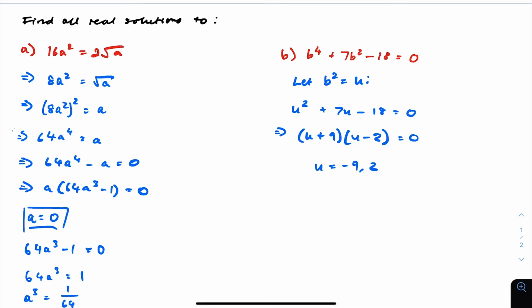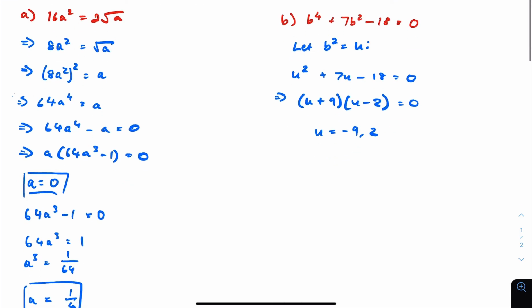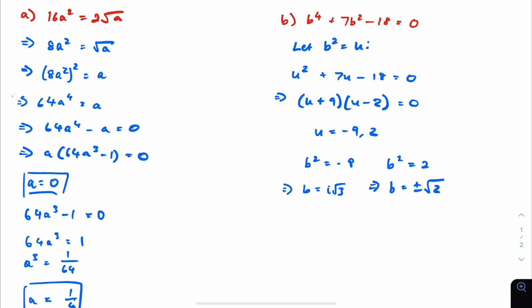But we're not done yet. We need to substitute b squared back in. So b squared is equal to negative 9, and b squared is equal to 2. So from the second one, we already know that b is equal to plus or minus root 2. For this one over here, we know that b is equal to plus or minus i root 3.